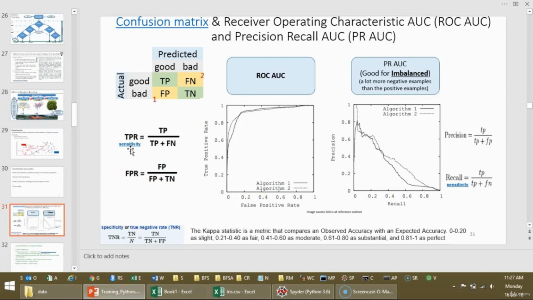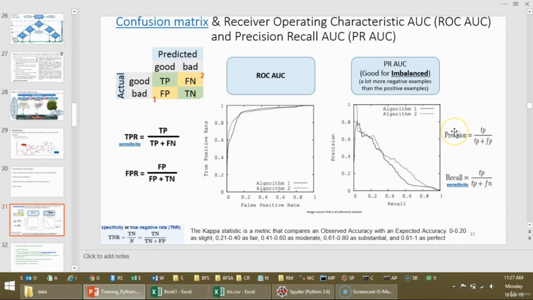The second thing is imbalanced data. Imbalance means at least one or two of the labels do not have equal proportion. In that case, you go ahead with precision and recall, so the PR AUC. Here again the curve gets drawn and the area under the curve should be maximum.